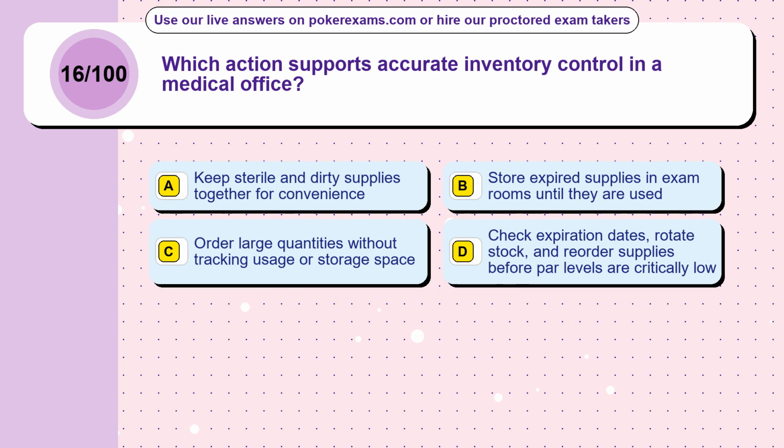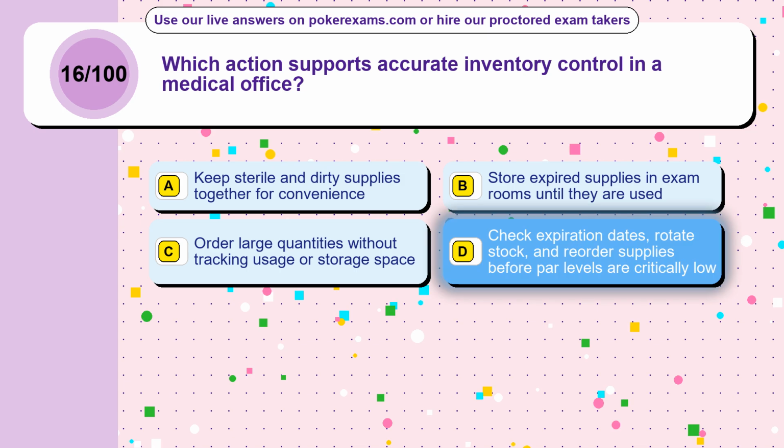Question 16. Which action supports accurate inventory control in a medical office? Option A, keep sterile and dirty supplies together for convenience. Option B, store expired supplies in exam rooms until they are used. Option C, order large quantities without tracking usage or storage space. Option D, check expiration dates, rotate stock, and reorder supplies before par levels are critically low.